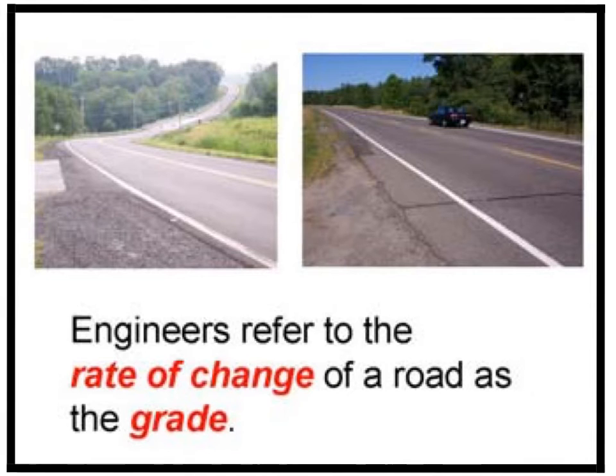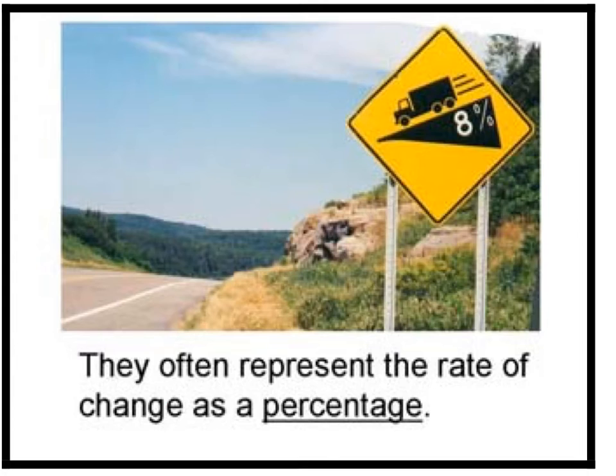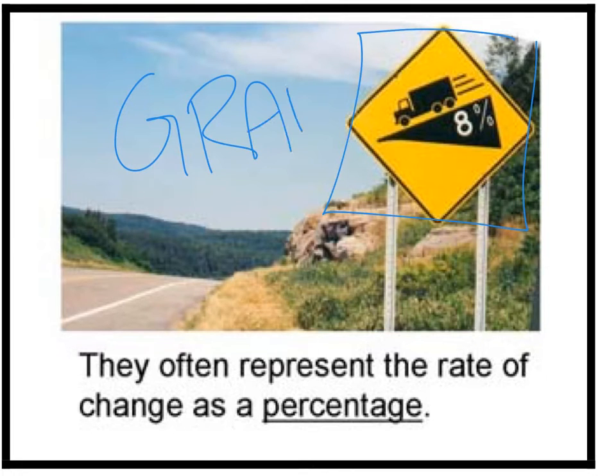Another name for rate of change is grade. We see that engineers refer to the rate of change of a road as the grade because they measure how the steepness changes as you're driving along it. Often that would be shown as a percent. Here we see a sign representing the grade of the road. In this case, the grade is 8%.